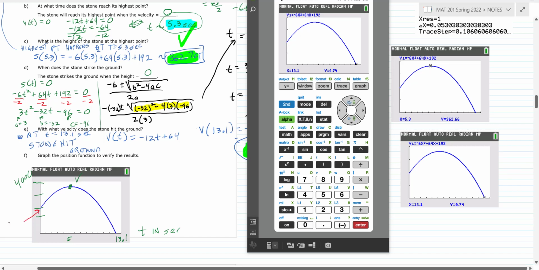The other key things on here: this right here is the original height of 192 feet. The maximum height was about 362.7 feet. Your velocity is positive, then it becomes 0, then your velocity becomes negative. And it's speeding up as it goes down to the Earth, or down to Mars, wherever we are on this problem, like we're on Mars, because the slope's getting steeper. See, that slope gets steeper, that just means it's picking up speed. Okay?